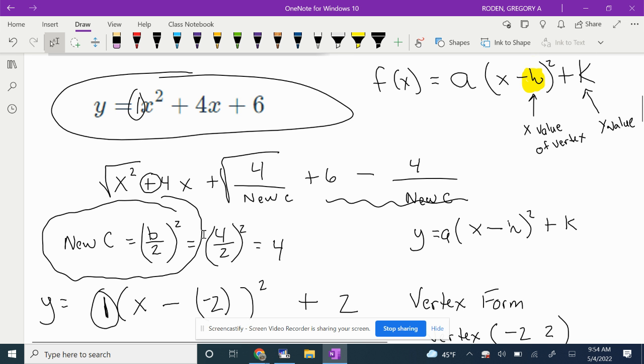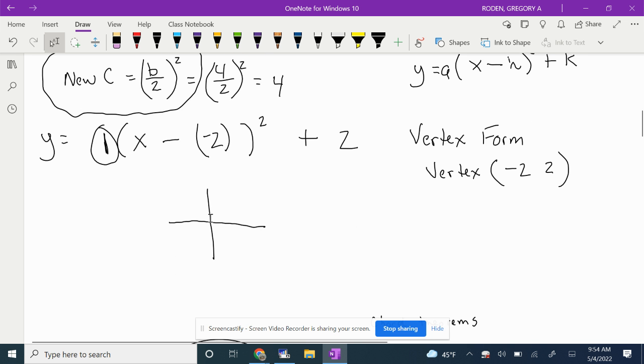Again, this is stuff you should have learned last year. And then your vertex is going to be at negative 2, positive 2. So your vertex is going to be right here. You guys see that? Now, your vertex is at negative 2, positive 2. So now your parabola has to look like this. See that? It has to look like that.